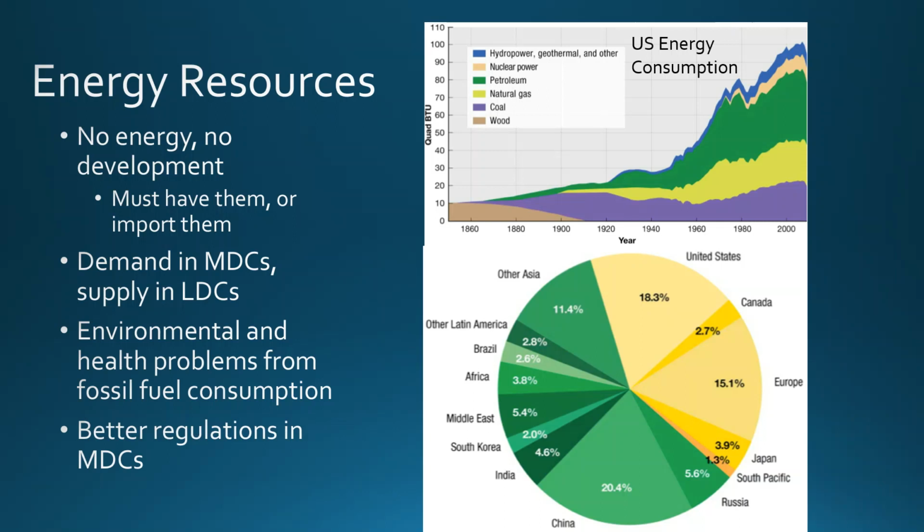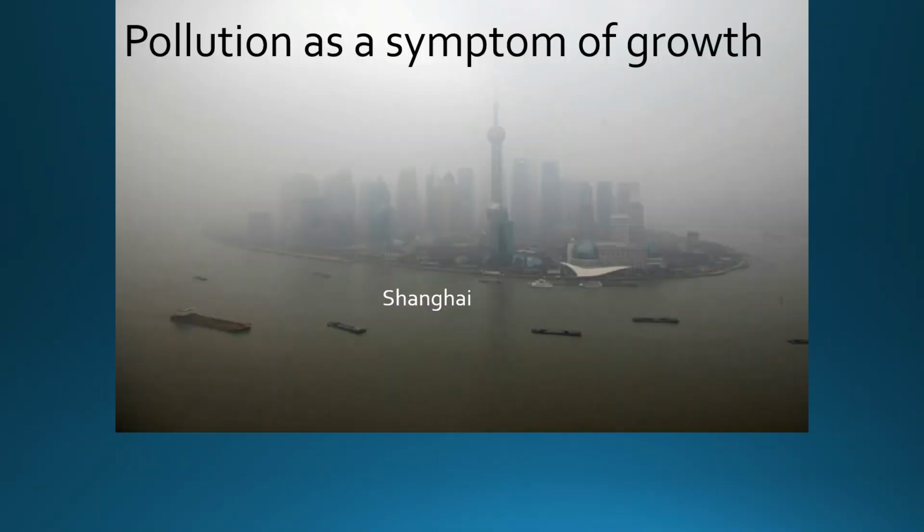We used to have really horrifyingly bad air pollution in the United States. We got the Clean Air Act and the EPA, and our air got much better, right? So pollution can be a symptom of growth. Here is Shanghai on a bad day, but a pretty average day for air pollution. Lots of coal-fired power plants.